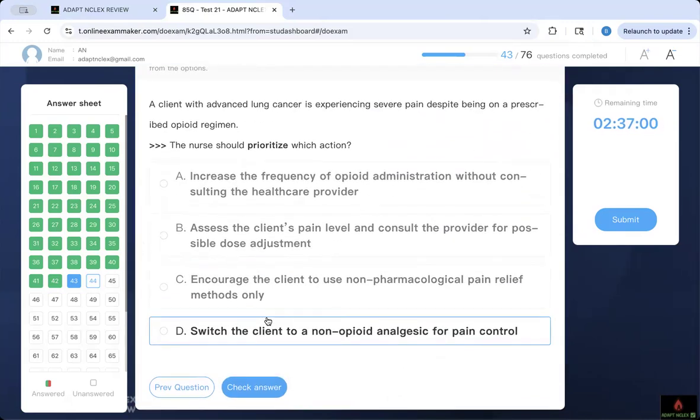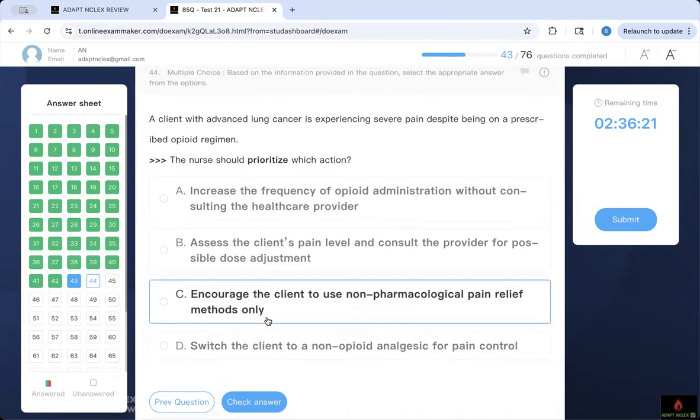A client with advanced lung cancer is experiencing severe pain, being on a prescribed opioid regimen. The nurse should prioritize which action: increase the frequency of opioid administration without consulting the healthcare provider, assess the client pain level and consult the provider for possible dose adjustment, encourage the client to use non-pharmacological pain relief method, switch the client to a non-opioid analgesic for pain. This is very important. If you have advanced lung cancer, that means end of life care, comfort is the best. And they're already on opiate, it's not working.